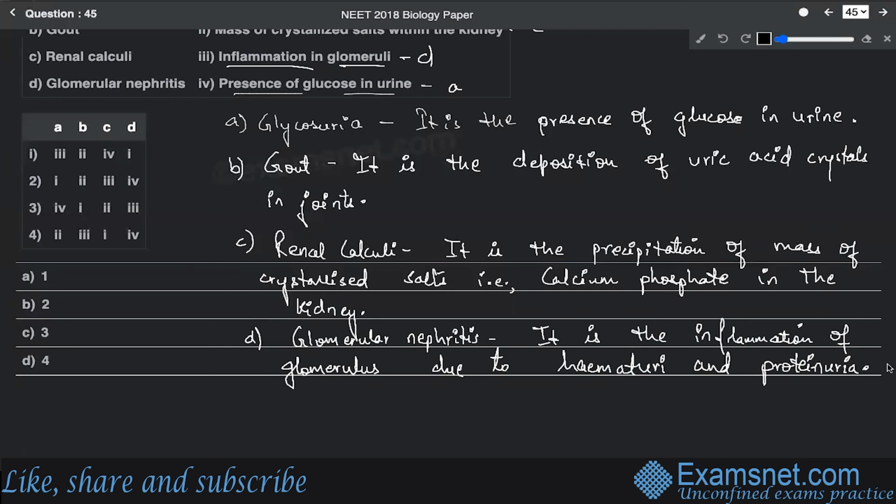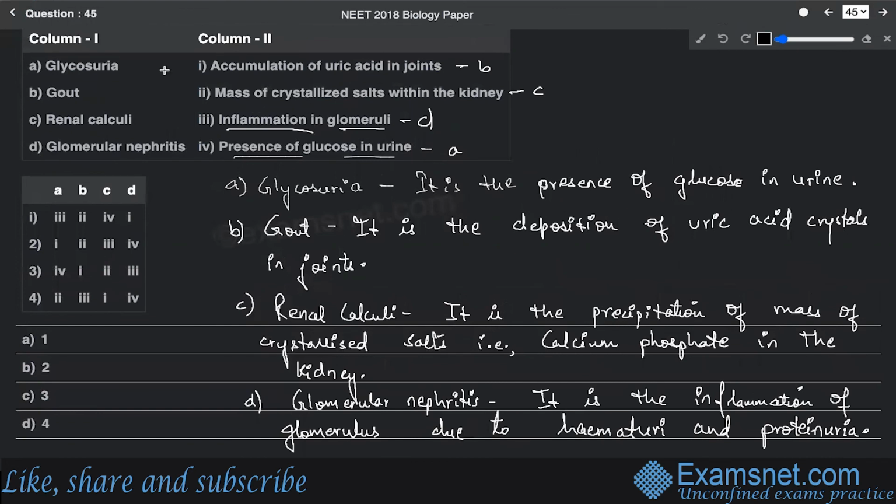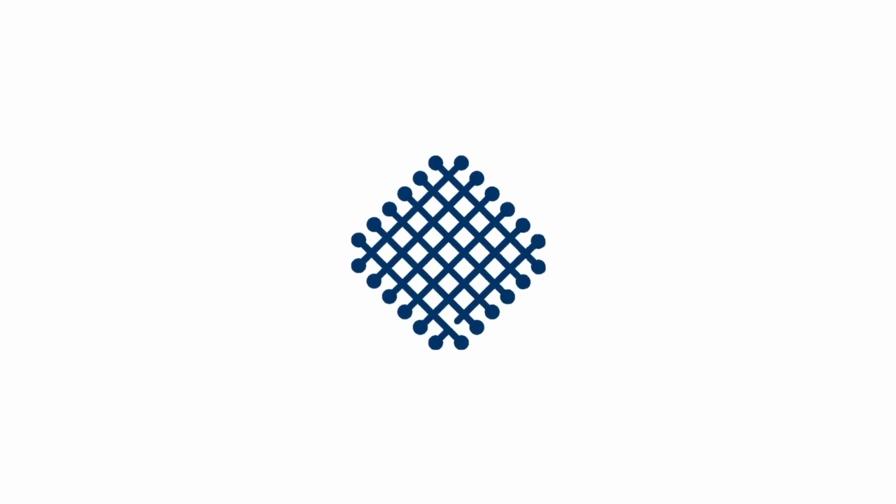All right, so let us take a look at the options that have been matching up. So A is going to match up with fourth, B is going to match up with 1, C is going to match up with second, and D is going to match up with third. That means the third option is the correct answer. That means option C over here is the correct answer.